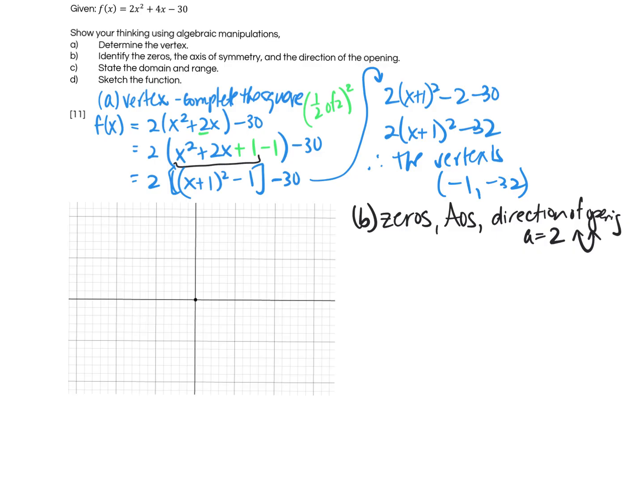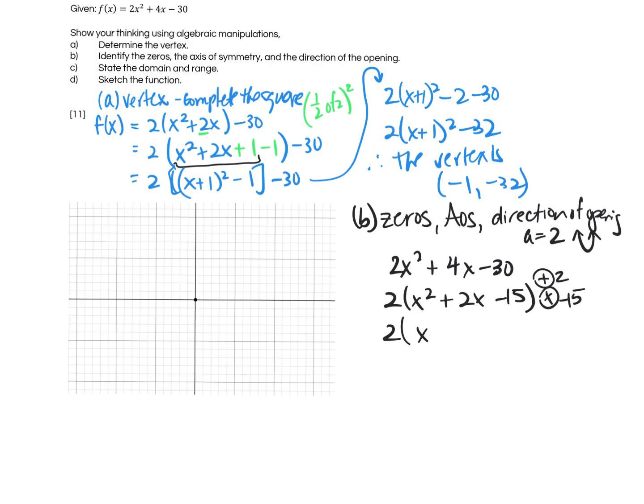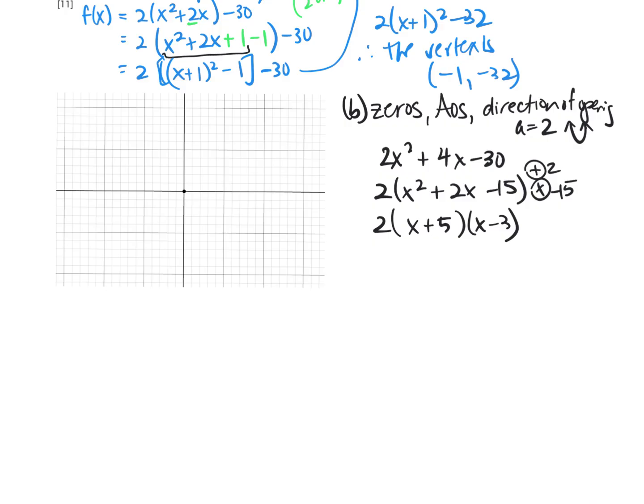For the axis of symmetry and the zeros, I think I'm going to try factoring it. So going back to my original equation, 2x² + 4x - 30, I'm going to factor out a 2, so x² + 2x - 15. Then I'm going to ask myself, what two numbers add to 2 but multiply to -15? So I get 2(x + 5)(x - 3). Therefore, in factored form, we're able to say the zeros. Therefore, the zeros are x = -5 and x = 3.